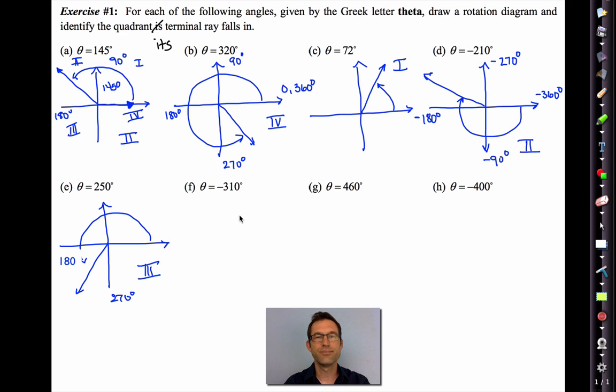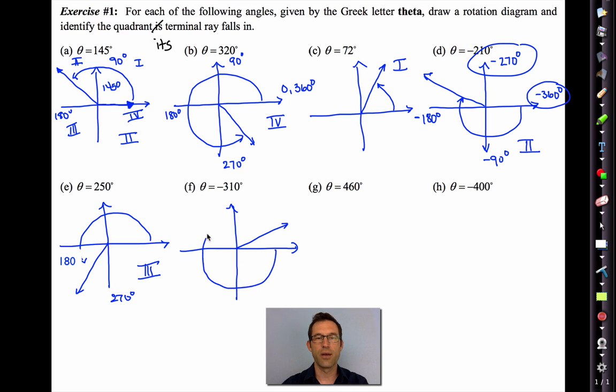Pause the video now. All right. Take a look. Right. Now again, this would be negative 90, negative 180, negative 270, negative 360, right? We have the diagram up here. Negative 310 would have to lie somewhere in between those. Now the actual rotation diagram kind of looks like that, and therefore quadrant 1.